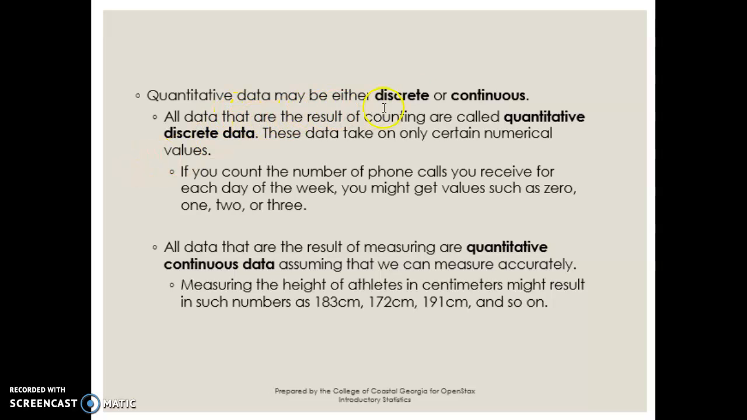So, quantitative data may be either discrete or continuous. All data that are a result of counting are called quantitative discrete. These data take on only certain numerical values. If you count the number of phone calls you receive for each day of the week, you might get values such as 0, 1, 2, or 3. All data that are the result of measuring are quantitative continuous, assuming that we can measure accurately. Measuring the height of athletes in centimeters might result in such numbers: 183, 172, 191, and so on. But these measurings are quantitative continuous.